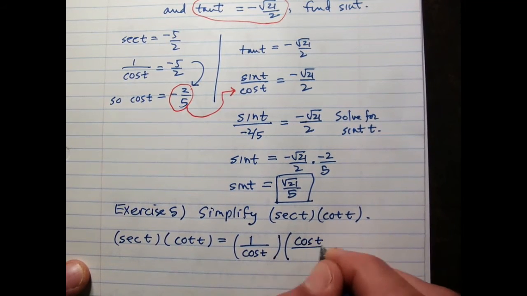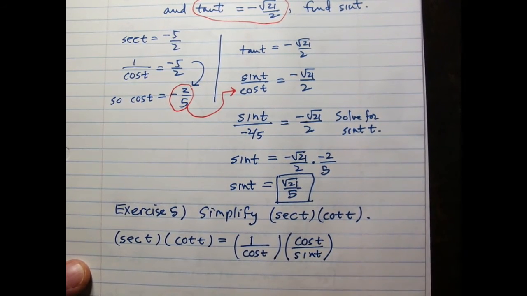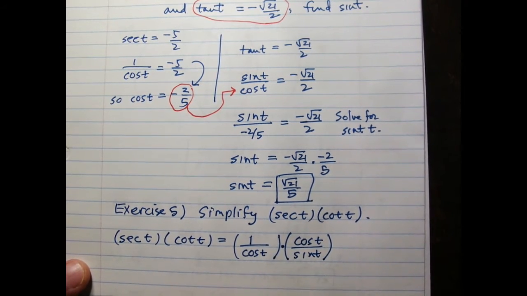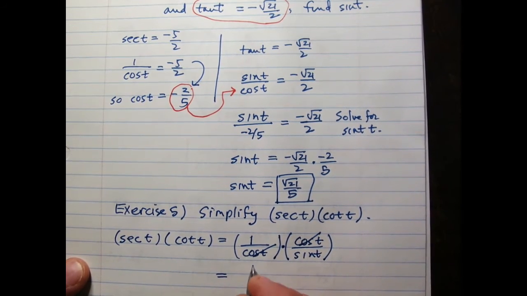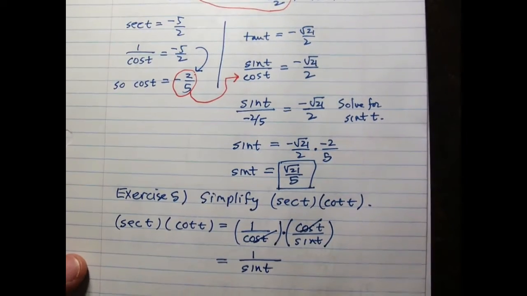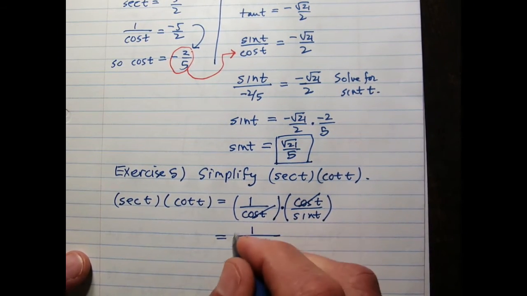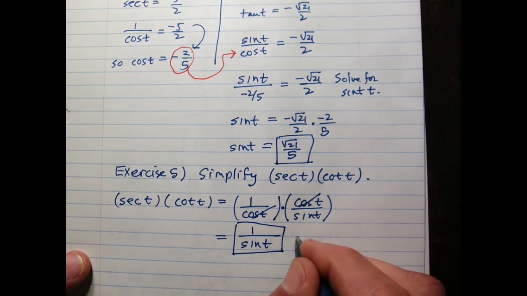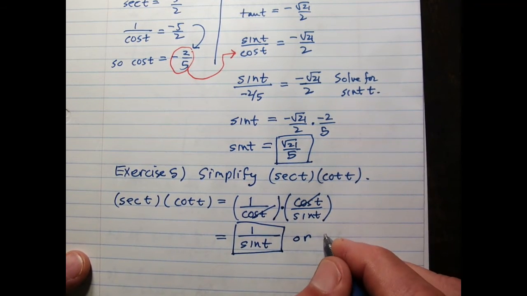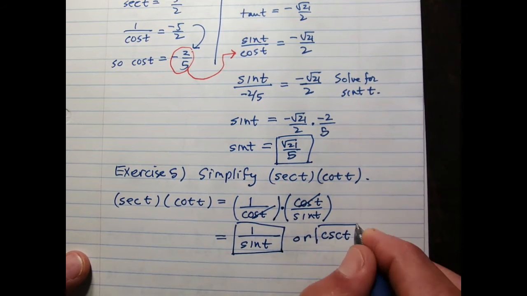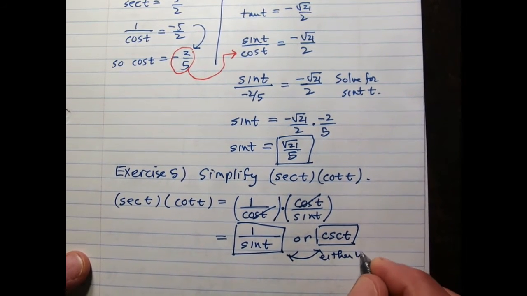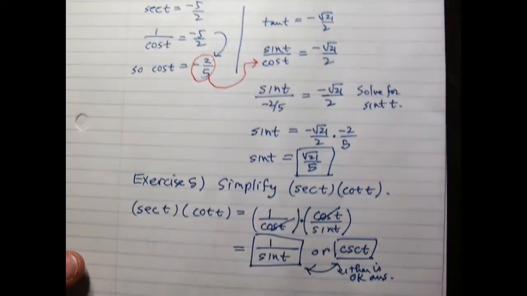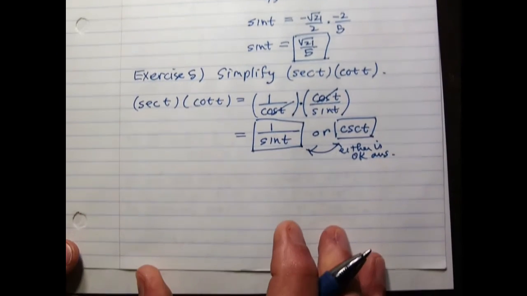Cotangent is cosine t over sine t. And we're multiplying. Oh, so we can cancel cosine. And what we have is 1 over sine t. And actually, I like 1 over sine t as an answer, so that's perfectly okay. Or if you want to show off, you could say, oh, it's cosecant t, right? It's the fancier way. So either is an okay answer. There's no real reason to think one is better than the other. They both say the same thing. Okay, so that's exercise 5.